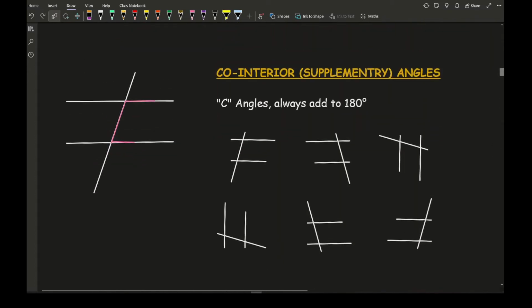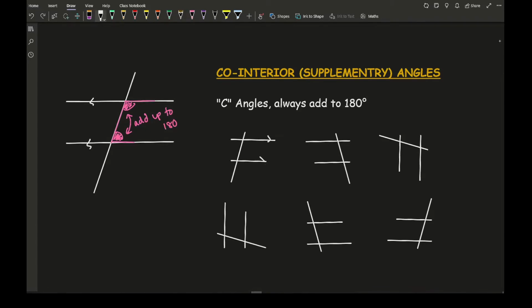Now moving on to our third relationship, which is what we call co-interior or supplementary angles, formerly known as a C angle. Now with supplementary angles, or co-interior angles as it's more commonly known now, those two angles add up to 180. So if you can see some form of a C, then this angle here, which is an obtuse angle, and this angle here, which is an acute, will add up to 180. So again, it's really important that you're able to spot these too. So basically, it's angles created by the two parallel lines themselves.